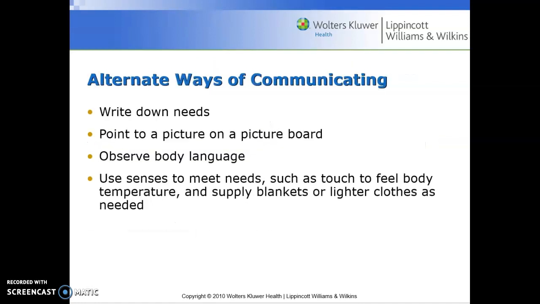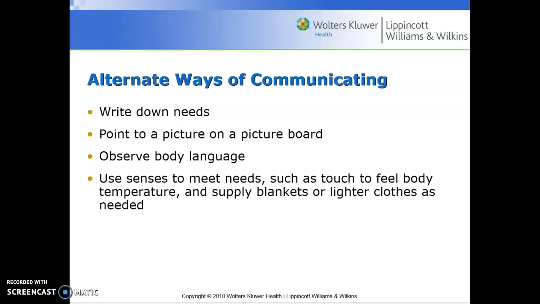Other ways of communication, you may have a patient who is aphasic from a stroke. They're not able to talk, and they're sitting up in the chair, but they're not able to communicate with you. Or they can't hear you. You may be put in the position where you need to write things down so the patient can read it. You may use a picture board to point to the picture.